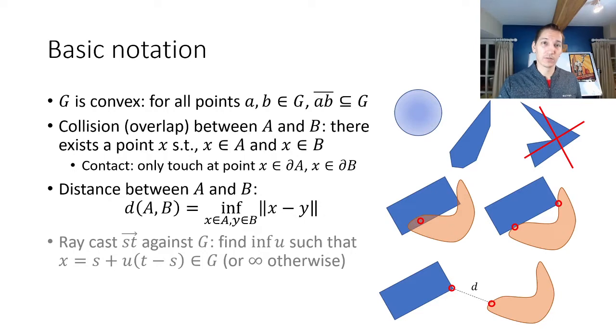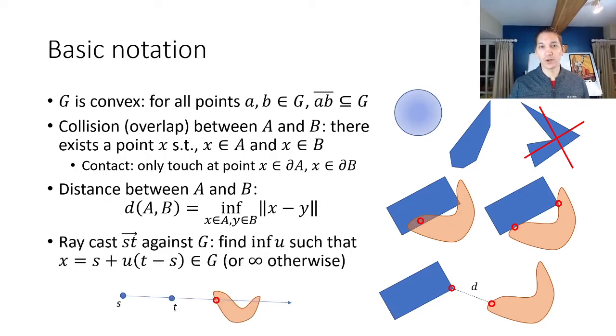There's also the notion of ray casting. If you have a certain ray ST, passing from the source point S in the direction T minus S, then this tries to produce the first point u, the first interpolation point. The point x is equal to s plus u times t minus s, with u going from 0 to infinity, and this has to be the first point that this ray hits the geometry. If the ray does not hit the geometry, then by convention you could call this parameter infinity.